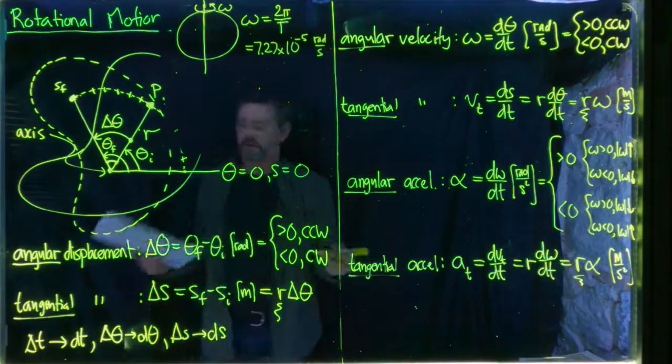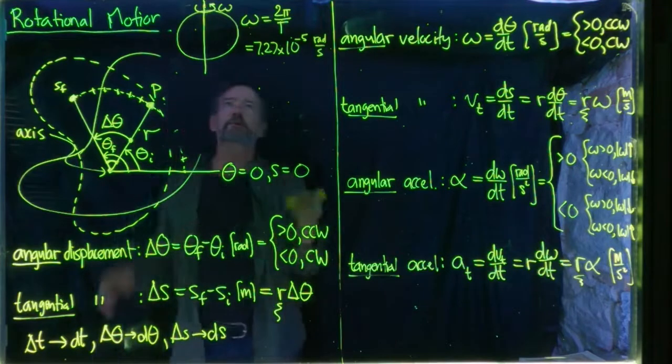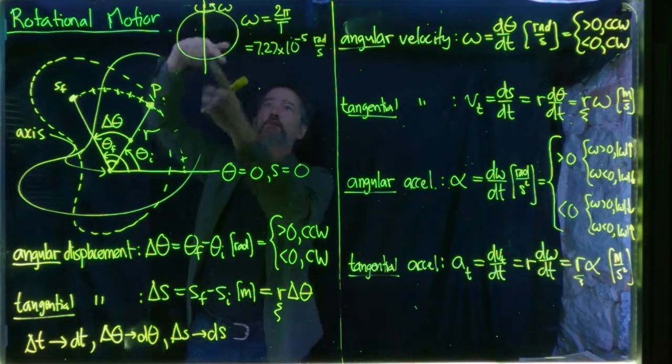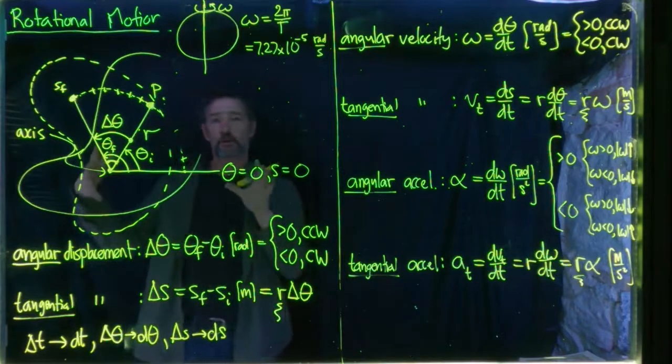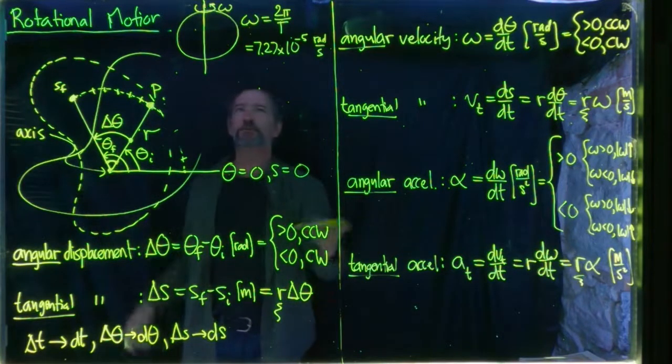Okay, so that's very good. Every single point in and on the surface of the Earth rotates with an angular velocity of 7 times 10 to the minus 5 radians per second. That's pretty slow, right? It takes the Earth 24 hours to come around. So it's a pretty slow rotation.